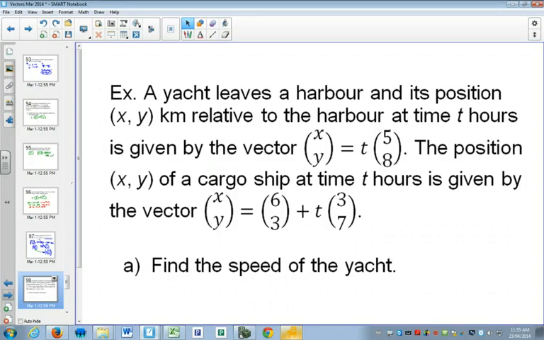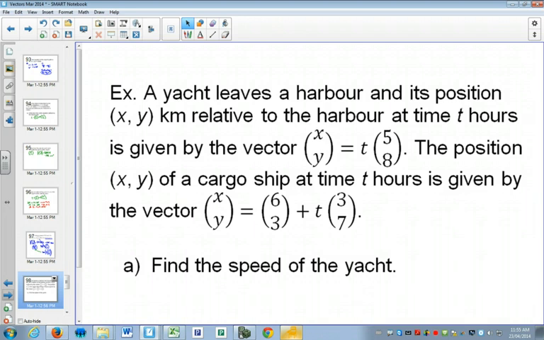So here's a yacht leaving a harbor. Notice that there is no starting vector here because they're giving a position vector of 0, 0. So we're giving the harbor a coordinate. The harbor is the starting point. We'll call that the origin, 0, 0.